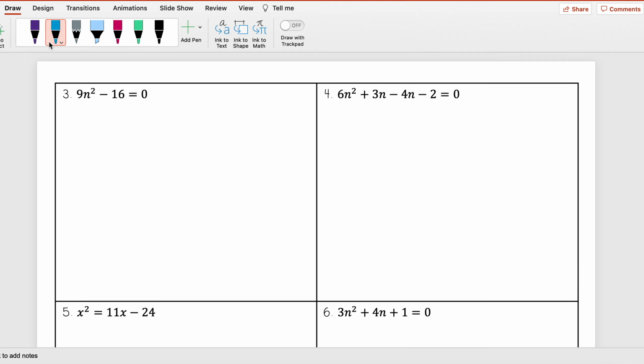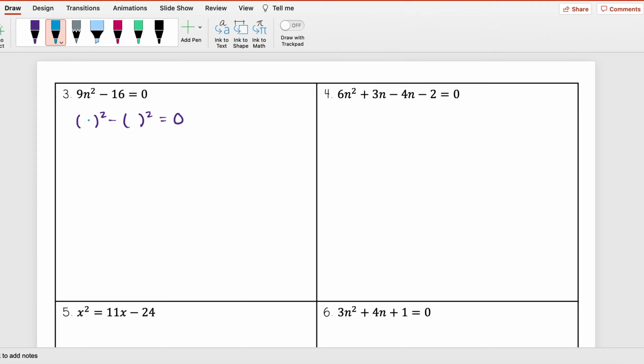Okay, so looking at this next one, I have 9n squared minus 16 equals 0. First, I'm looking to see if there's a GCF. Between 9 and 16, the only thing that goes into both is 1, so there's no GCF there. And 16 doesn't have an n, so there's no GCF there either. So that means since there's two terms and there's a difference, this might be a difference of squares, since there's no GCF. So I want to see if I can rewrite this as something squared minus something squared is equal to 0.